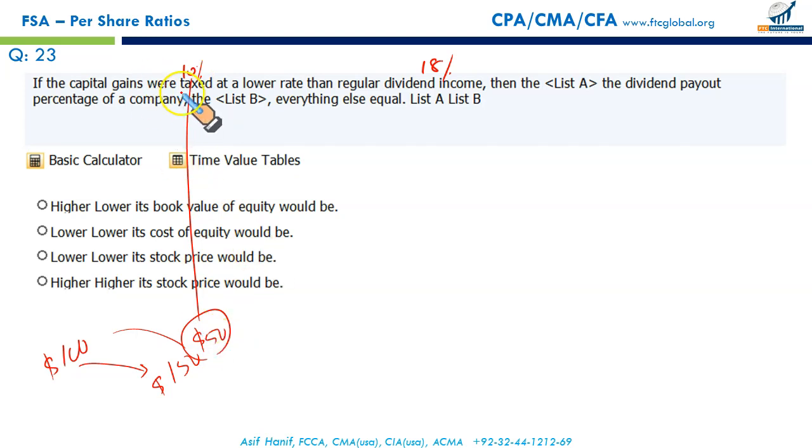So let's say the capital gain tax is lower, 10%, than the regular dividend tax, 18%. Then list A is the dividend payout percentage of the company, and list B, everything else being the same. List A has either higher or lower, and list B has different combination options. Now let's take list A first, the dividend payout ratio. If the dividend payout ratio is higher, that means the shareholders will have to pay more tax. Resultantly, the share price will fall and the cost of equity would be higher as well.